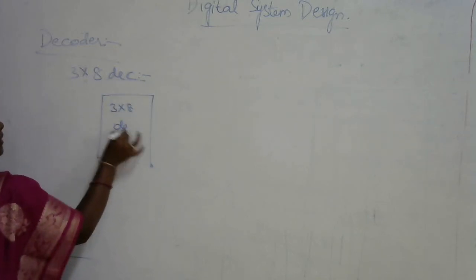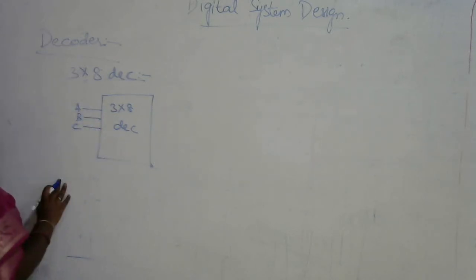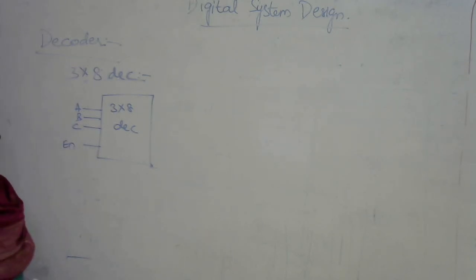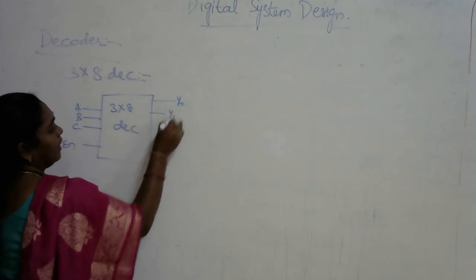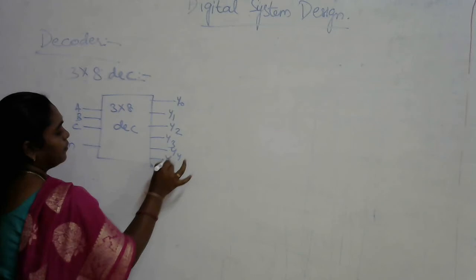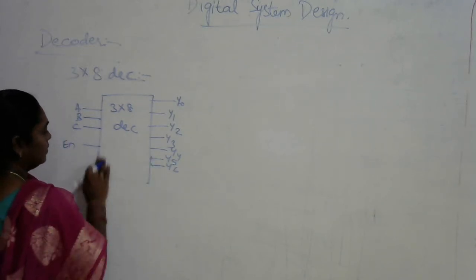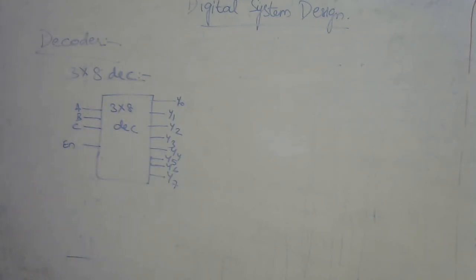In case of a 3 by 8 decoder, it consists of 3 inputs. Those 3 inputs are A, B and C. Along with these 3 inputs, we will have one more input called enable, and 8 outputs, let me take them as Y0, Y1, Y2, Y3, 4, 5, 6 and 7. So a total of 8 outputs from 0 to 7. This is a block diagram representation of a 3 by 8 decoder.